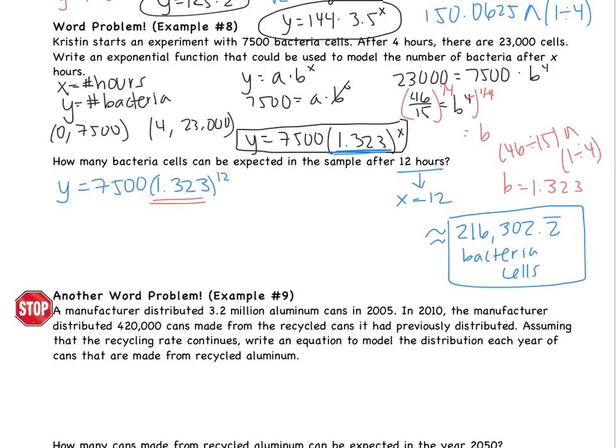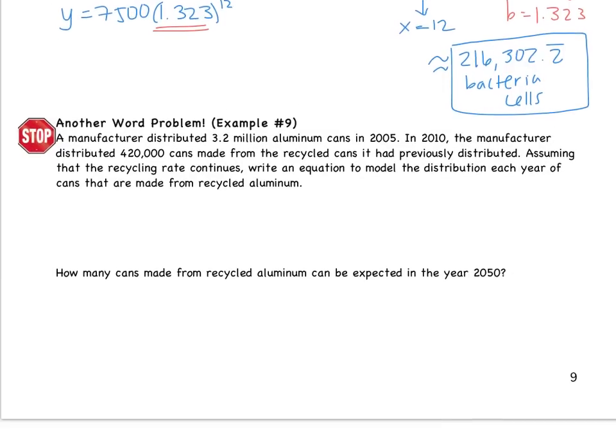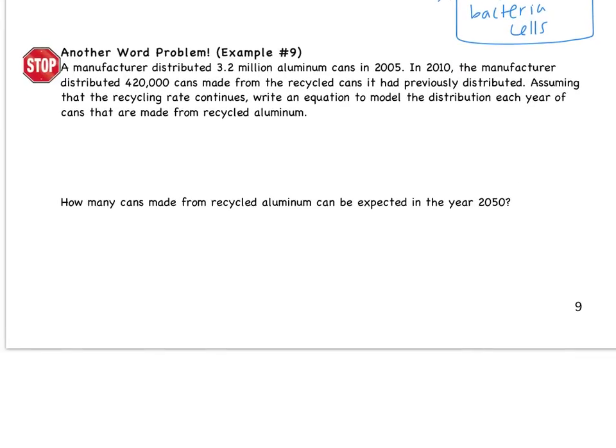Right now, we are going to move on to the last example, which is a word problem that you're going to try. Before you jump into the word problem, I'm going to help you set it up. It says a manufacturer distributed 3.2 million aluminum cans in 2005. In 2010, the manufacturer distributed 420,000 cans made from the recycled cans it had previously distributed. Assuming that the recycling rate continues, write an equation to model the distribution each year of cans that was made from recycled aluminum. As you know, this is a problem that you do, but I would like to start the problem out with you.